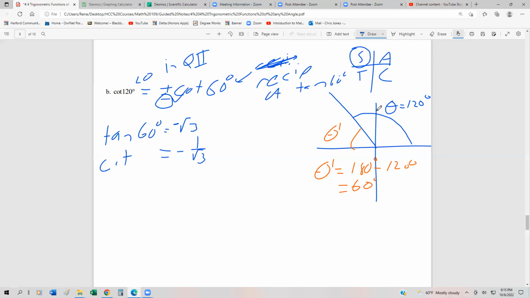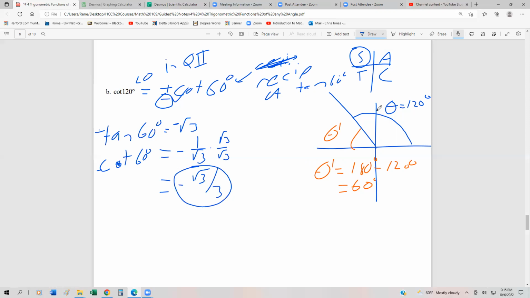So that's going to be the cotangent of our 60 degrees. And remember, this is minus the opposite, because it's really the reference angle. And if we rationalize it, we multiply by root 3 over root 3. So this is going to be negative root 3 over 3.